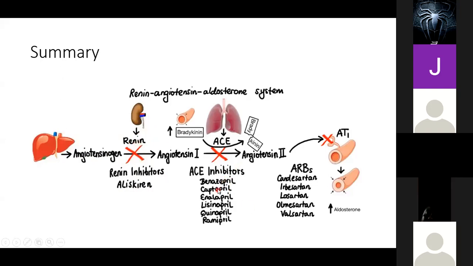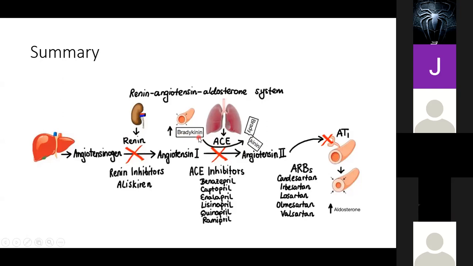Also, we have the ACE inhibitors, which block the angiotensin converting enzyme. And here, you see what the ACE inhibitors do. There is an increase in bradykinin, because it is no longer broken down.